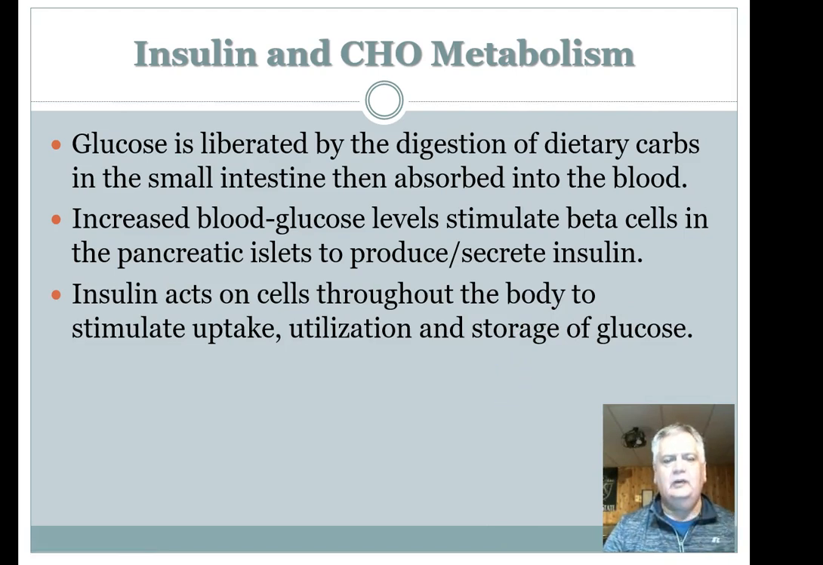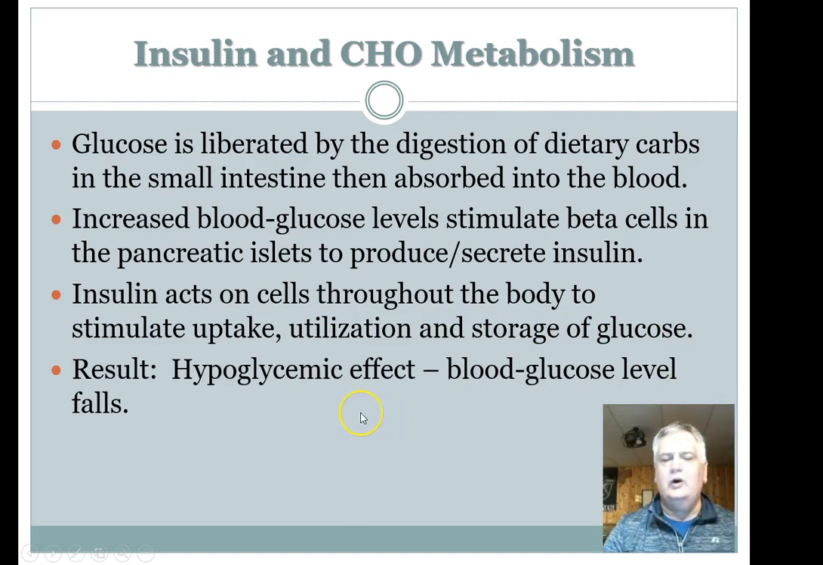So the insulin acts on cells throughout the body as it passes through the blood. Any cells that have insulin receptors on their surface will be stimulated when insulin binds to those receptors to take up, utilize, and or store glucose from the blood. The result, we say, is going to be a hypoglycemic effect. In other words, the blood glucose level is going to come back down again.